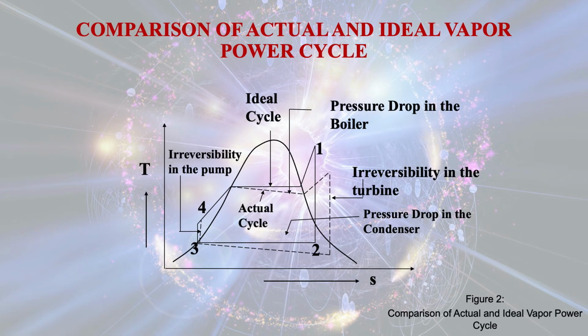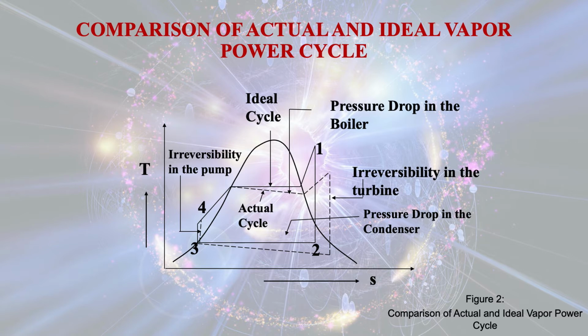This diagram is the TS diagram, temperature entropy diagram, for the cyclic process for actual and ideal vapor power cycle. The dotted line depicts the actual vapour power cycle, whereas the solid line is depicting the ideal cycle. You see that in the boiler there is pressure loss, in the condenser there is pressure loss, and due to the irreversibilities in different components of this vapour power cycle, we get less work in the turbine as output, and we have to put more work in the pump.